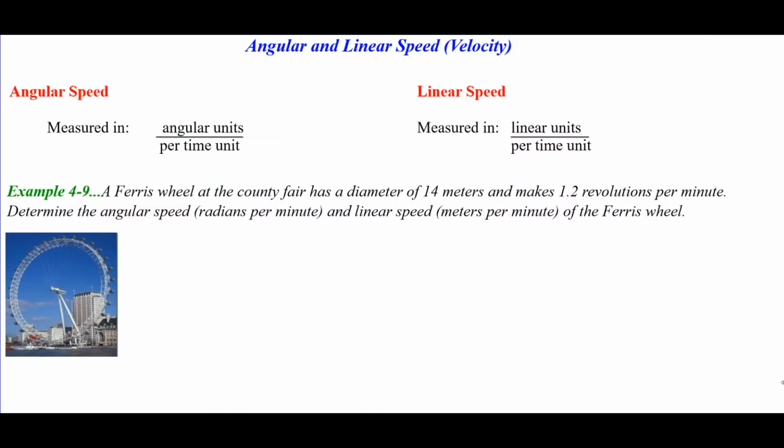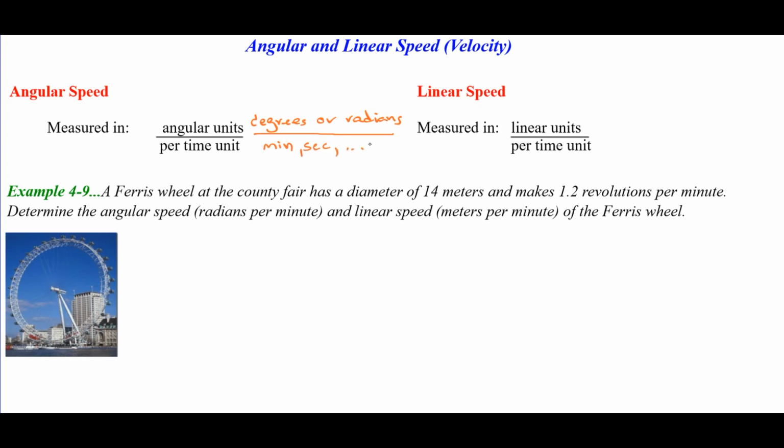In this video, we're going to look at angular and linear speed or velocity. Again, this is going to be an exercise mostly in dimensional analysis or unit cancellation. So when we think about angular speed, we're going to be talking about angular units over units of time. So angular units are either degrees or radians, and then time units, obviously minutes, seconds, days, etc.